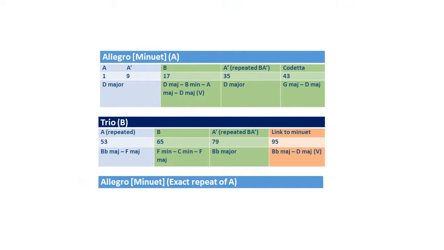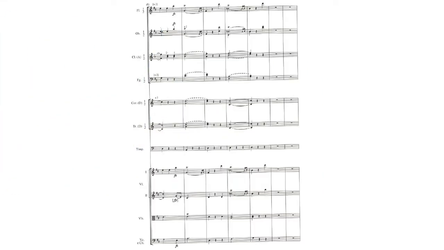The B section starts at bar 17, and it being rounded binary, the A section comes back at bar 35, the A dash. At the end of that section, or what feels like it could be the end of that section, on page 56, we have a perfect cadence, 5 to 1, in bars 41 to 42, a perfect cadence in D major in the tonic. You might expect the codetta to begin at that point and things to be wrapped up, but Haydn has something else up his sleeve.